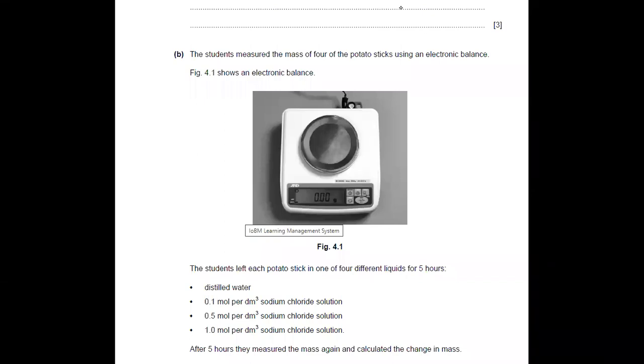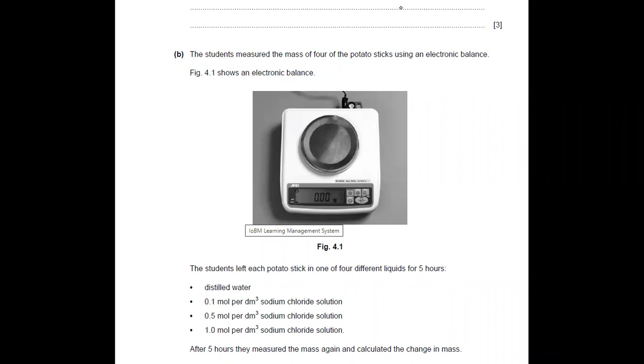Water is like an insulator with electricity, so it wouldn't react well. An electronic balance simply means that it's going to be using electricity to work. Having water there should not.